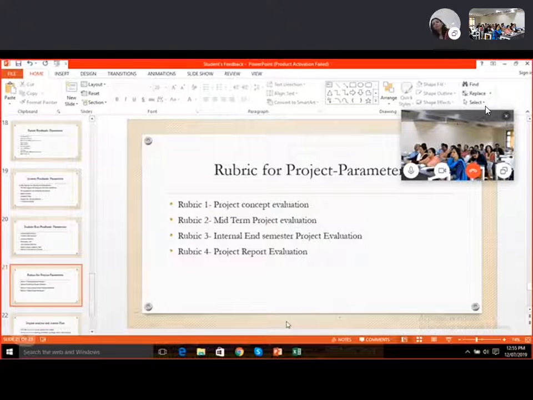Then the best and important part is the rubric for project, that is project concept evaluation, then mid-term project evaluation, internal end semester project evaluation, and project report evaluation. So minor, major project as well as the seminars. The parameters related to this are also part of the indirect attainment of feedback. This is also one type of feedback which helps us for the indirect attainment.